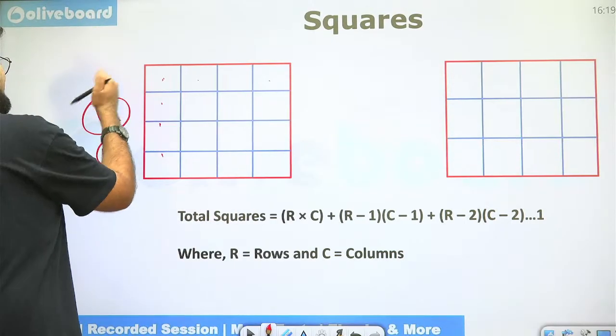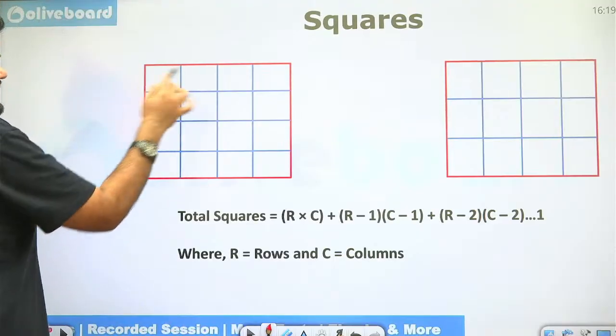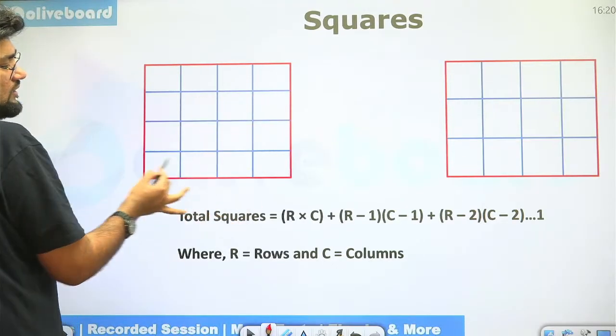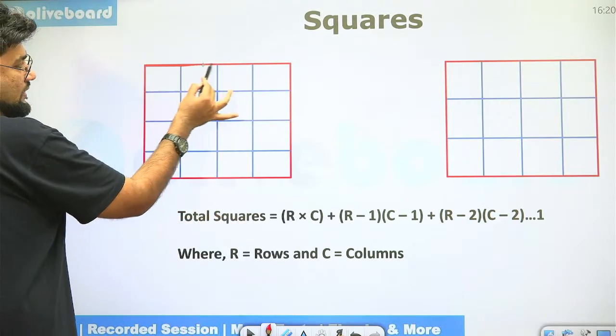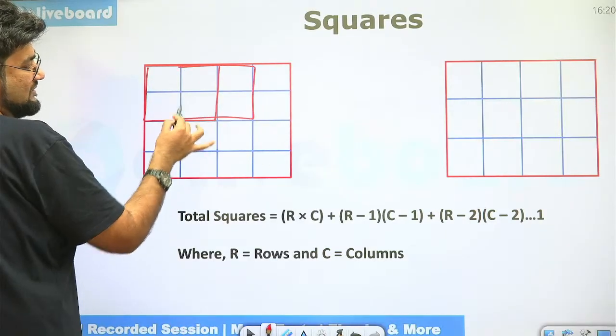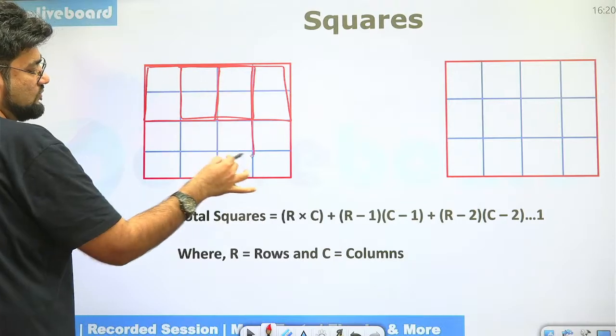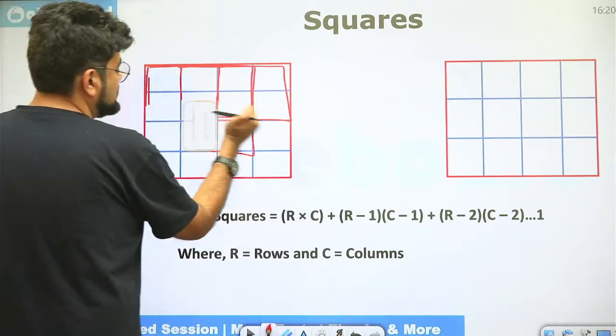No, both of the answers are incorrect. Because when we are counting like this, we are only counting the smaller, individual squares. We are not counting the squares which are formed as a combination. We are not counting this. We are not counting this. Do you understand? We are not counting this 3 into 3 square. So that will change the count totally.